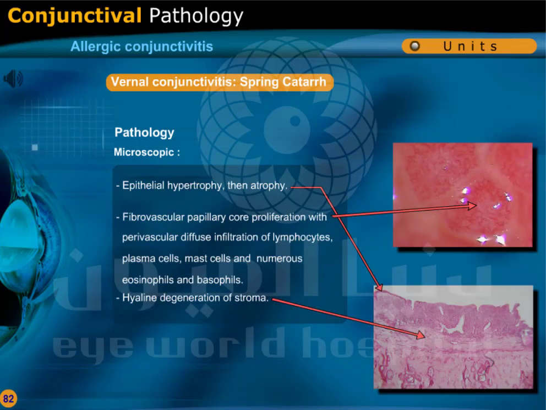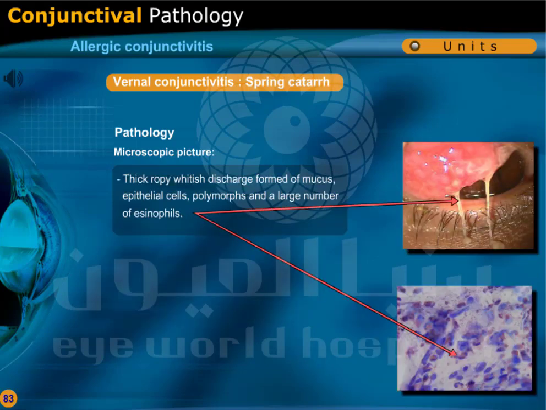Microscopically, there is epithelial hypertrophy, then atrophy. Fibrovascular papillary core proliferation with perivascular diffuse infiltration of lymphocytes, plasma cells, mast cells, and numerous eosinophils and basophils. Hyaline degeneration of stroma is also present. Thick ropey whitish discharge formed of mucus, epithelial cells, polymorphs, and a large number of eosinophils is met.